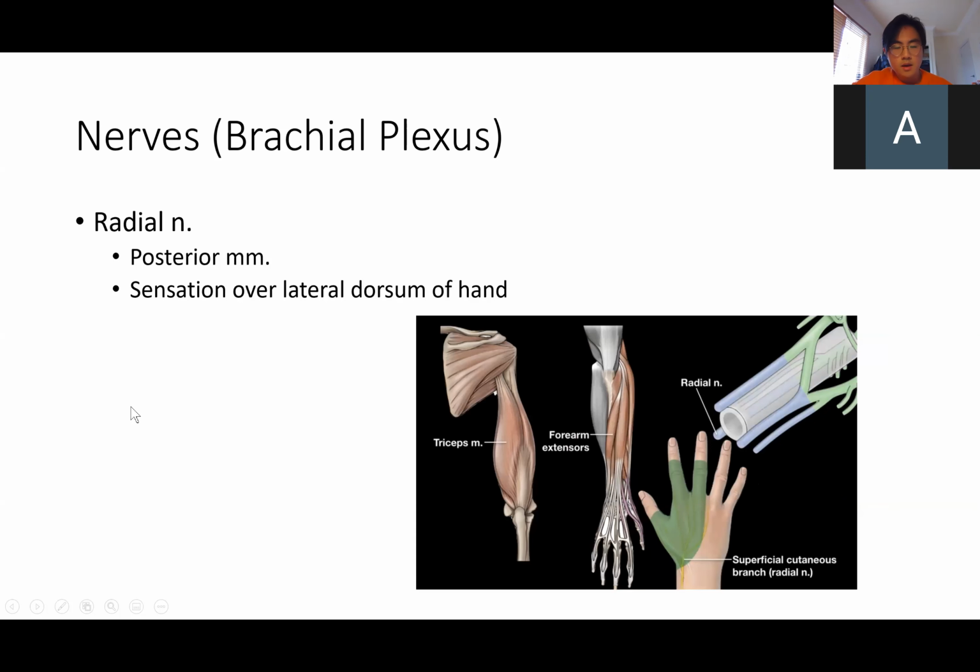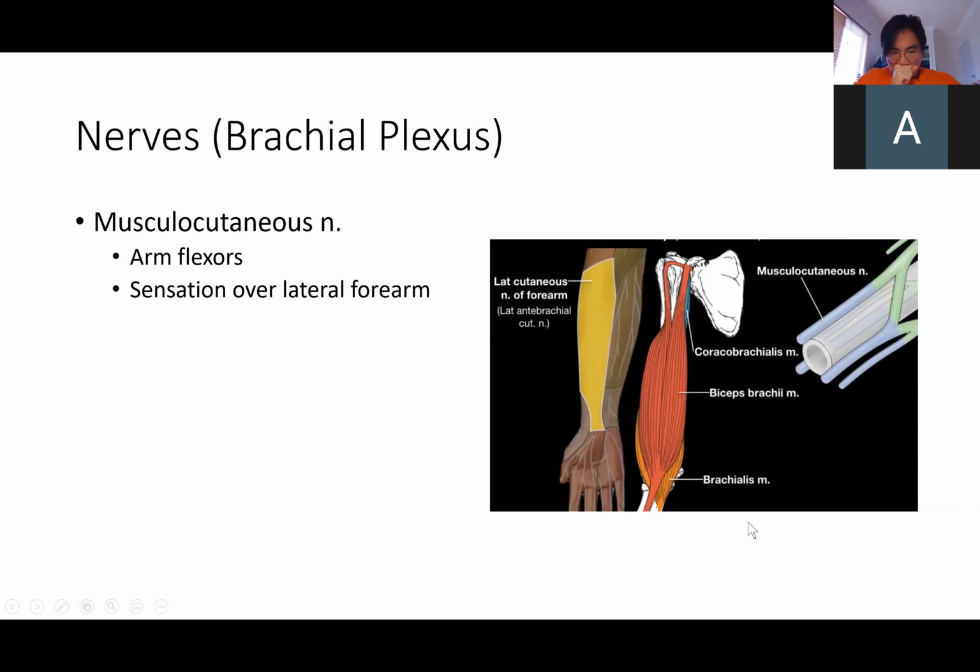That's a common pattern. The radial nerve, right, it runs and innervates all of the posterior muscles. Comes from the posterior cord. And it ends in the lateral dorsum of the hand. So it gives sensation there. Now, the actual names of these cutaneous branches, you don't need to know. Just remember, though, where they sort of end up, especially for the hand, right? Which nerves end up where. So for the musculocutaneous nerve, right, it pierces the coracobrachialis muscle here, and it ends up in the lateral forearm.